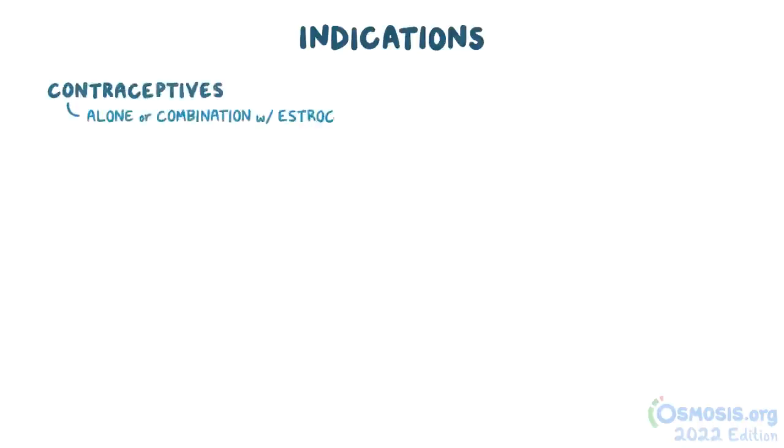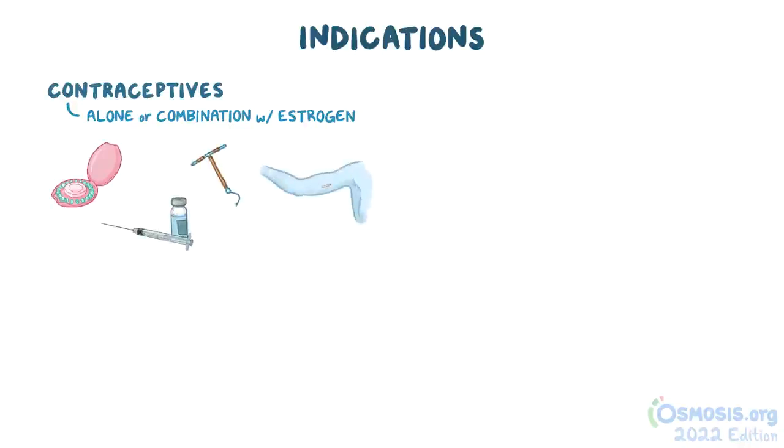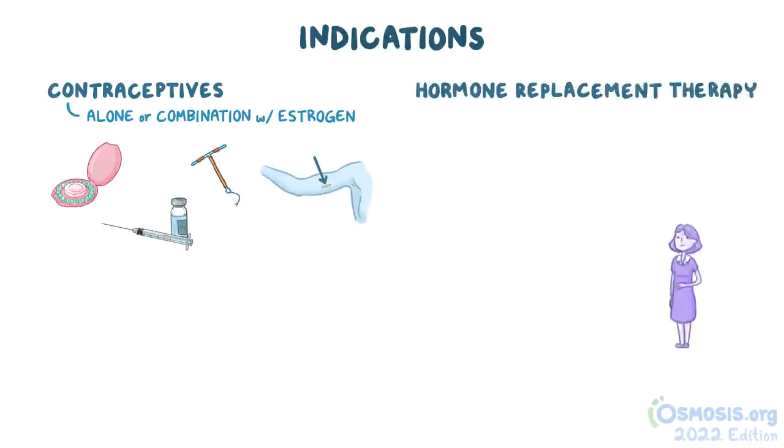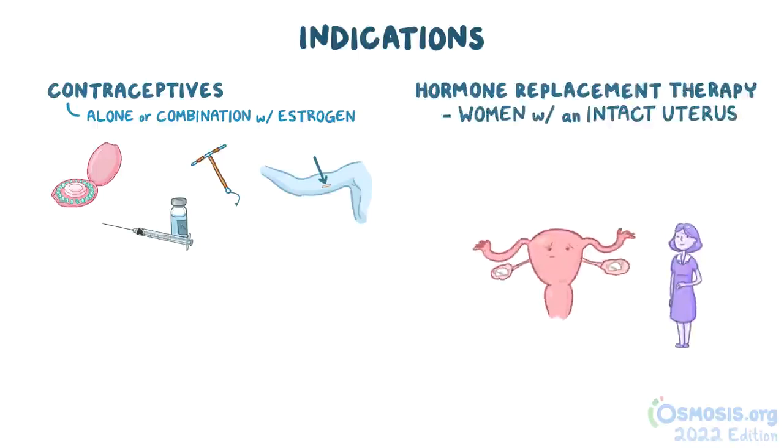Okay, let's move on to indications that are common for all progestins. They can be used as contraceptives or birth control, either alone or in combination with an estrogen. They can be administered orally, intramuscularly, through an intrauterine device, or a transdermal implant. They can also be used in combination with estrogen in hormone replacement therapy after menopause in women with an intact uterus to prevent endometrial hyperplasia or endometrial cancer.